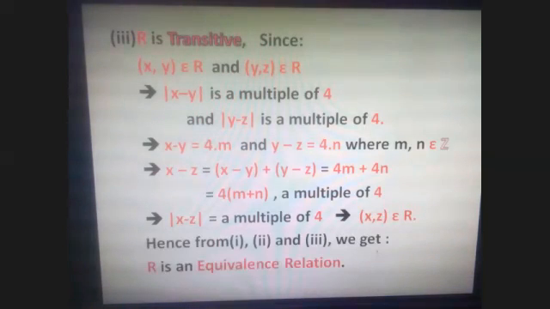That means from 1 to 3: 1, we have shown it is reflexive; 2, we have shown it is symmetric; and 3, we have shown it is transitive, and hence R is an equivalence relation.